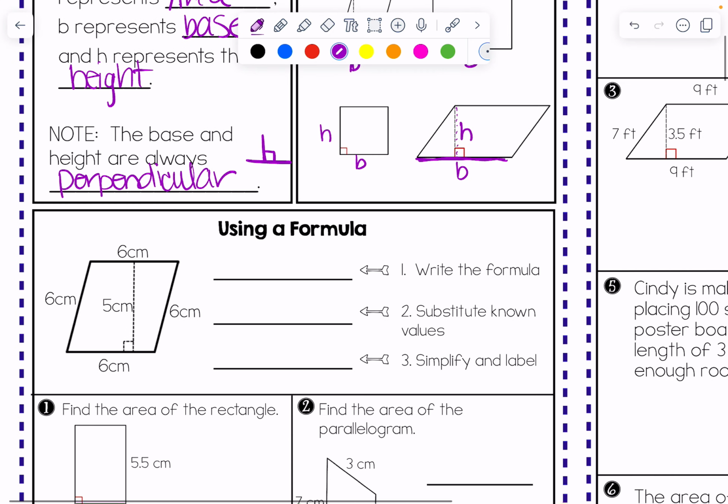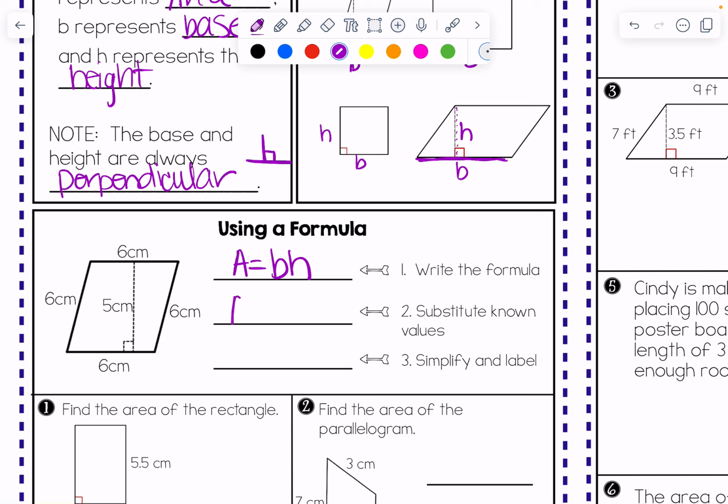When we use the formula, the first thing we want to do is write the formula. The formula tells us exactly what to do. I have a parallelogram and I'm finding the area, so I'm going to use my formula, A equals base times height. Now I'm going to substitute any known values. Our formula is made up of variables, so now I plug in what I know.